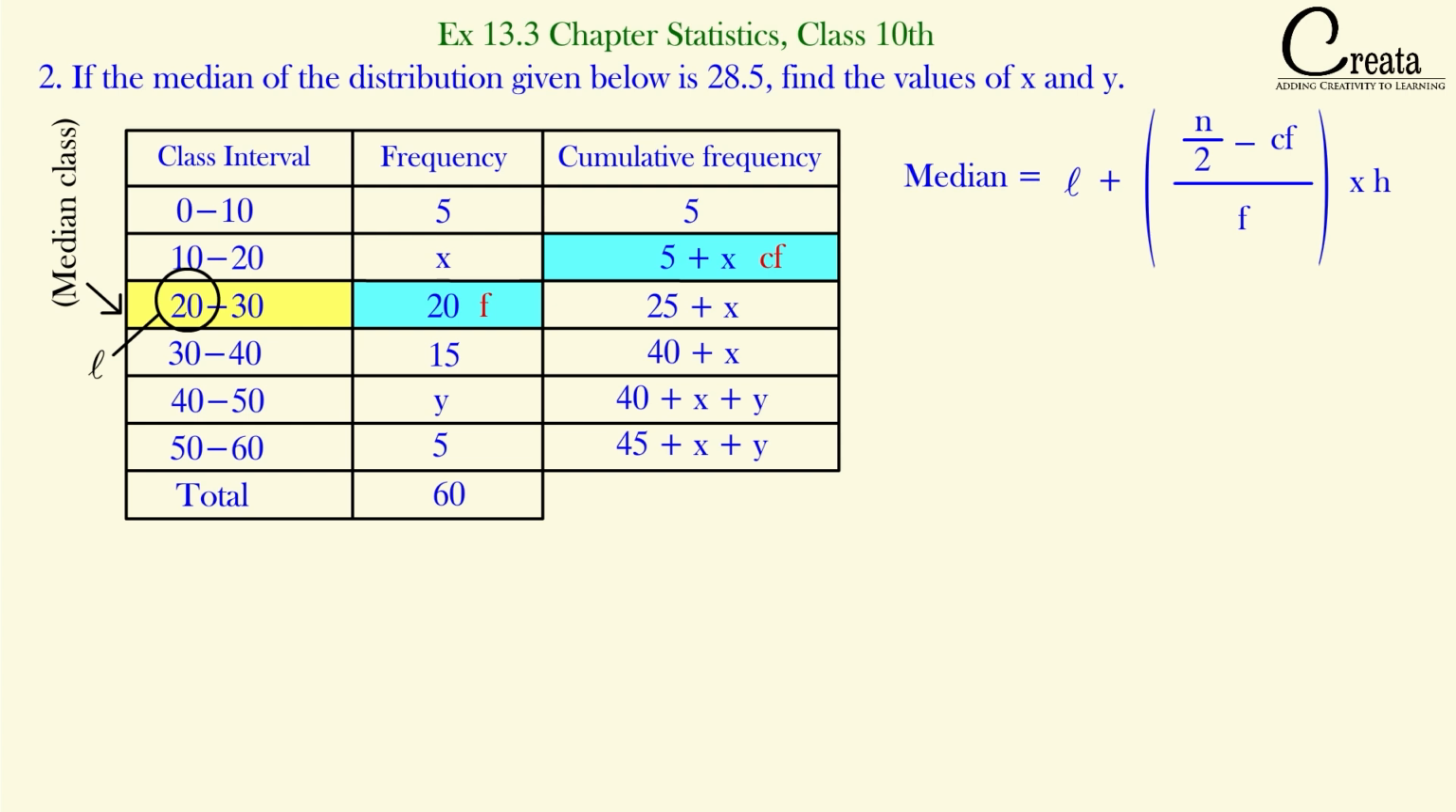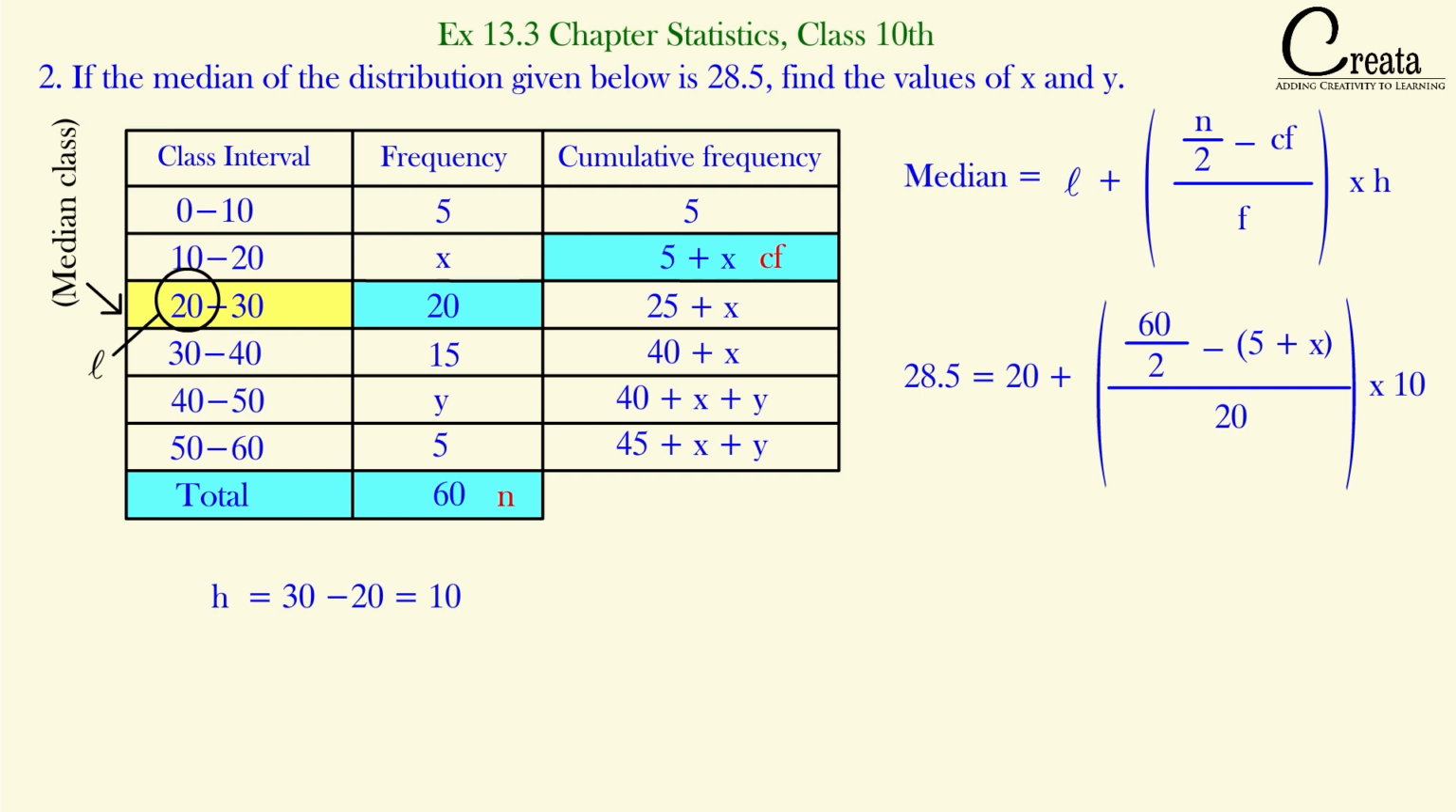And what is the class size? It is upper limit minus lower limit, that is 30 minus 20. We got class size, that is h, as 10. Further, what will be n? N is the total addition of the frequencies, which in the question is given as 60. So we got n as 60. So we got most of the values of the formula. Let's put all these values into the formula. Here if you observe, only x is missing. So if we solve this equation, we will get the value of x. So let's solve the equation. On solving, we got the value of x as 8.